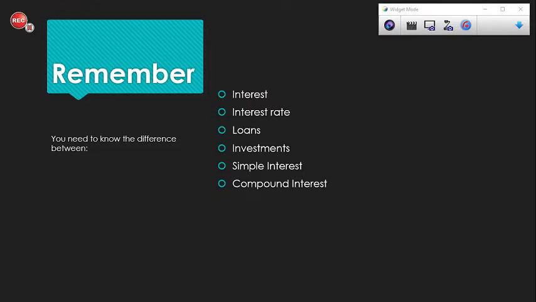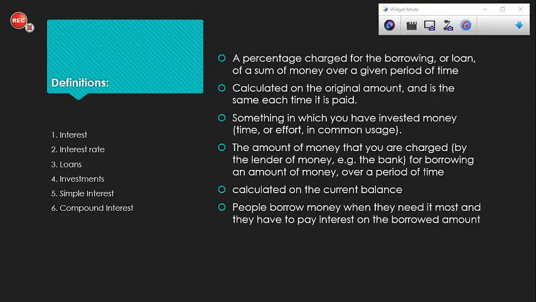And we need to remember that we need to know the difference between those 6 terms. So if we have a look at the 6 terms once again, and then their definitions. Interest is always going to be an amount. So the interest in this case would be the amount of money that you are charged by the lender of the money. So for instance, the bank, that's obviously if it's a loan. If it's an interest rate, it's going to be a percentage.